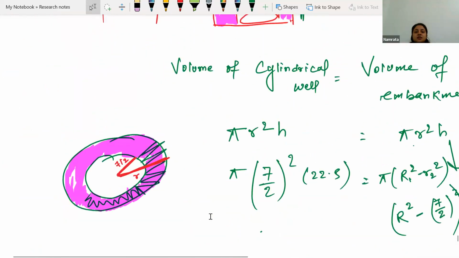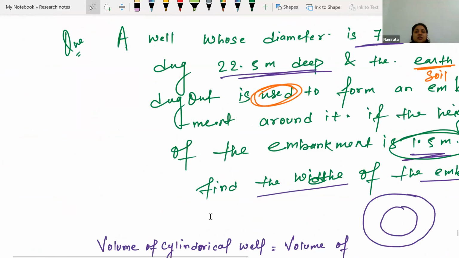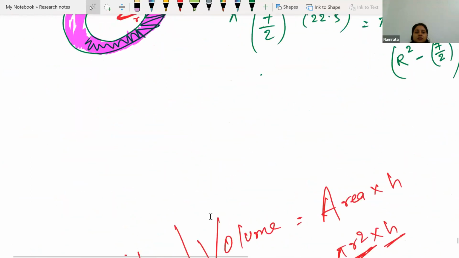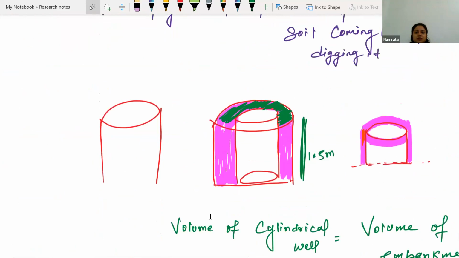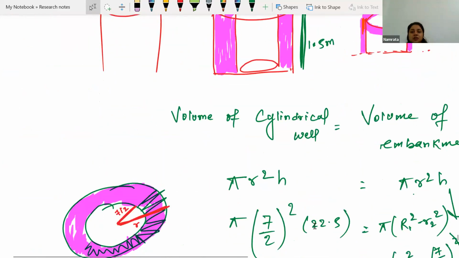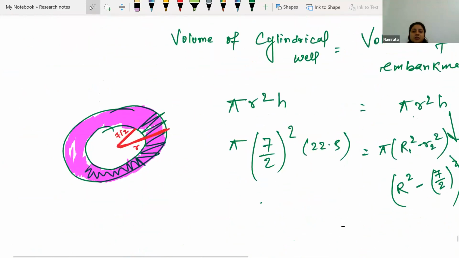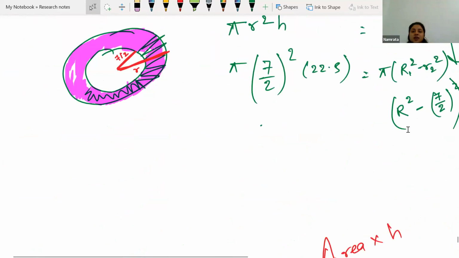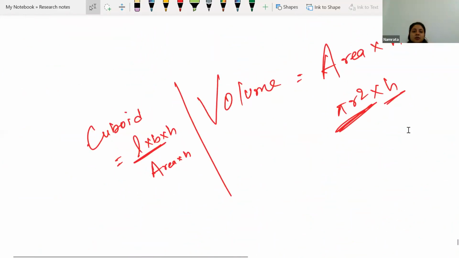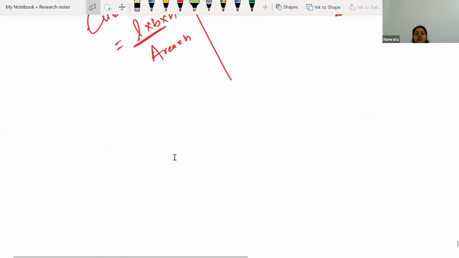Oh yeah, we were discussing this. The volume of the cylindrical well is equal to the volume of the embankment, and we have seen how to find the volume of the embankment. Yeah, we have finished that. Let me take a few more questions from here.